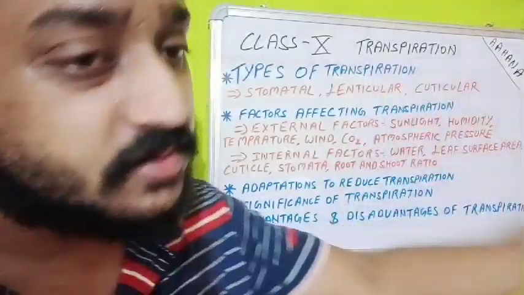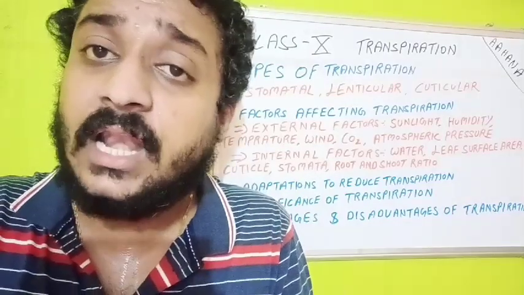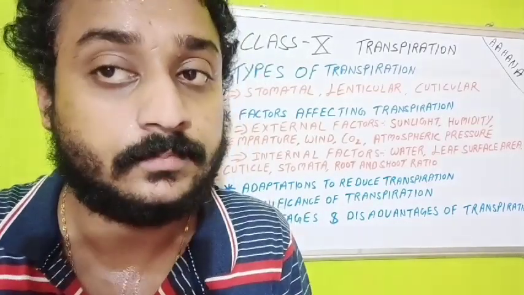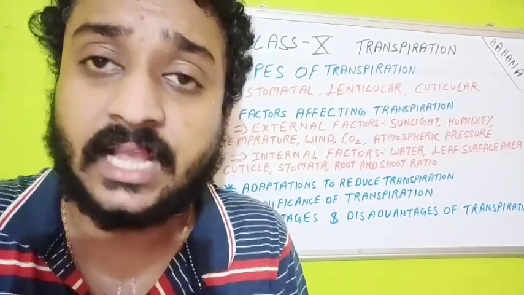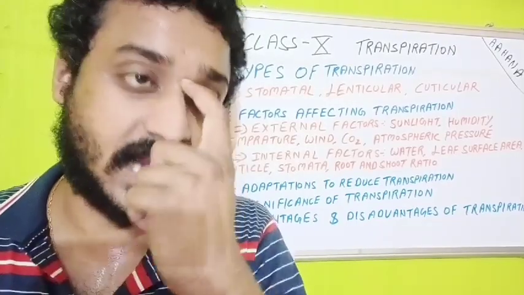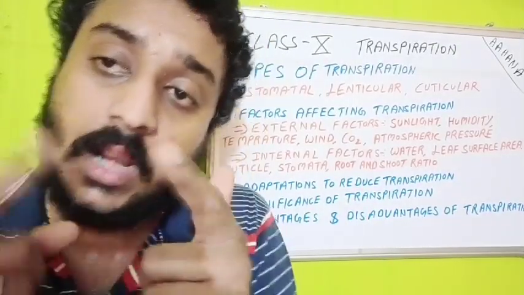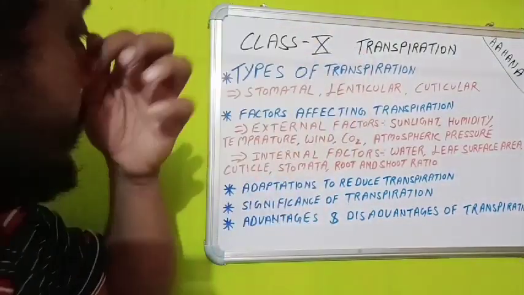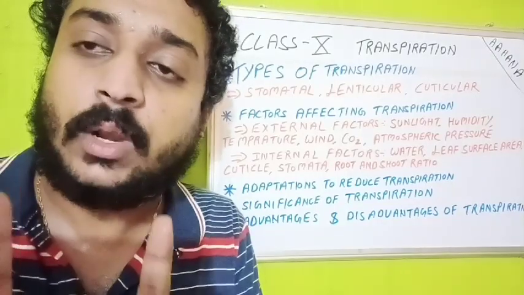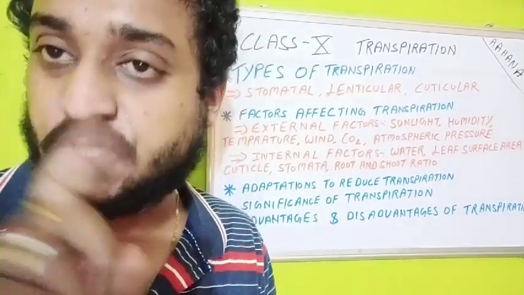Now what is cuticular transpiration? In the leaves there is a layer. If the layer of the cuticle is thin, transpiration will be more. If the layer of the cuticle is thick, transpiration will be less. That we need to understand here. Thin layer, more transpiration. Thick layer of cuticle, less transpiration.